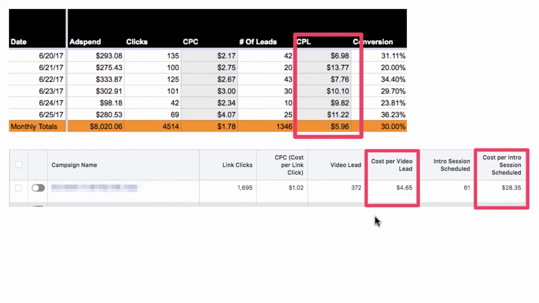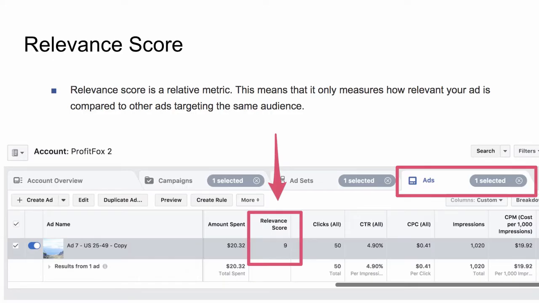Now we can also see cost per lead down on our Facebook dashboard. Here's the other example. We've got 1,695 clicks and that resulted in 372 leads for a cost per lead of $4.65. So if we were testing two ads and we were targeting the same audience, and one ad had a cost per lead of $8 and one had $4.65, we can surmise that the ad with a lower cost per lead is giving us a better performance.